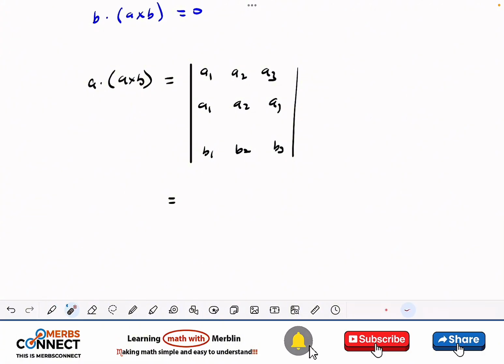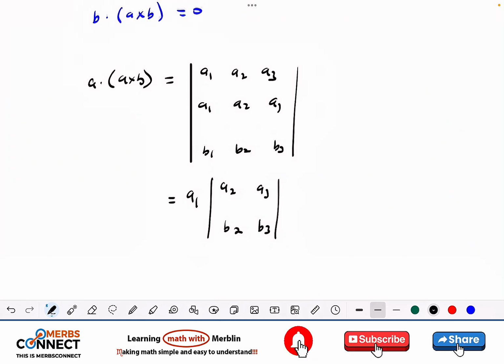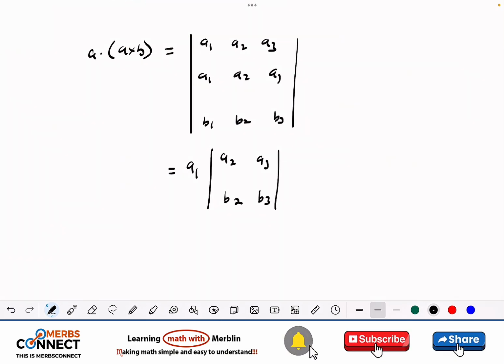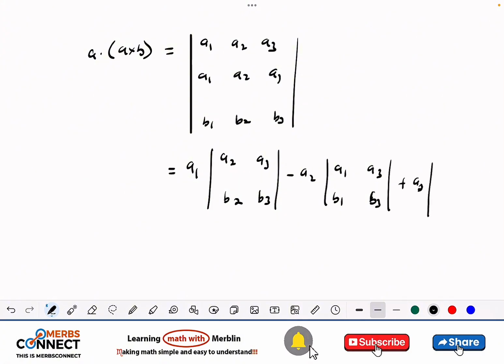If I cross this, if I do it and do it, there's no need for me to write A this, A3, B3, B2, B3, right? Because I've been doing them, but I'm just writing them. Then minus A2, A1, A3, B1, B3, plus A3, I'm going to have A1, A2, B1, B2, right?